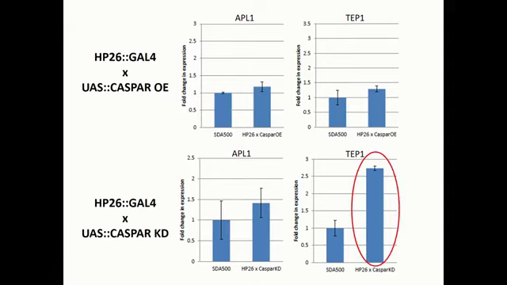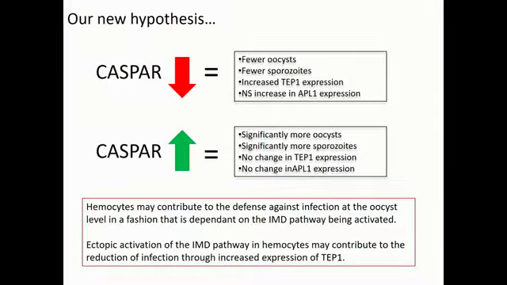So let's put that all together. Now we have a little bit of a new hypothesis based on the data that we acquired. With Caspar being knocked down, we see fewer oocysts, fewer sporozoites, an increased amount of TEP1 being expressed, and a slight increase in APL1. When we overexpress Caspar, we notice a great increase in the number of sporozoites and a higher number of oocysts, and we see minimal change in TEP1 and APL1.